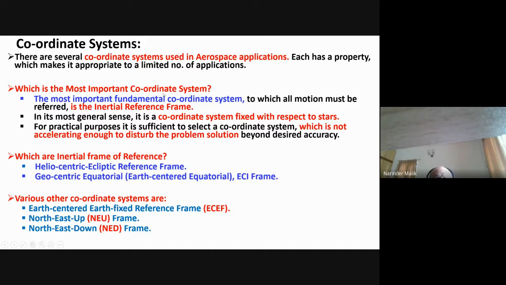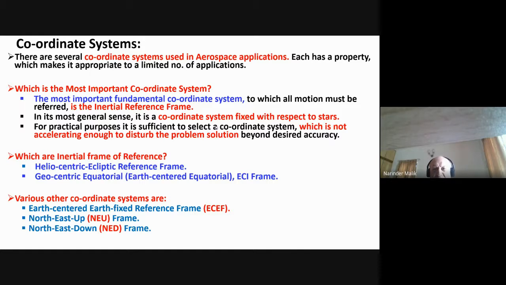The most fundamental coordinate system to which all the motions must be referred is the inertial reference frame. Inertial reference frame, in its most general sense, is a coordinate system fixed with respect to stars. For practical purposes, it is sufficient to select a coordinate system which is not accelerating enough to disturb the problem solution beyond desired accuracy. See, there is nothing stationary. The stars are also moving. And if you take a coordinate system with respect to some stars' position, okay, it is moving.